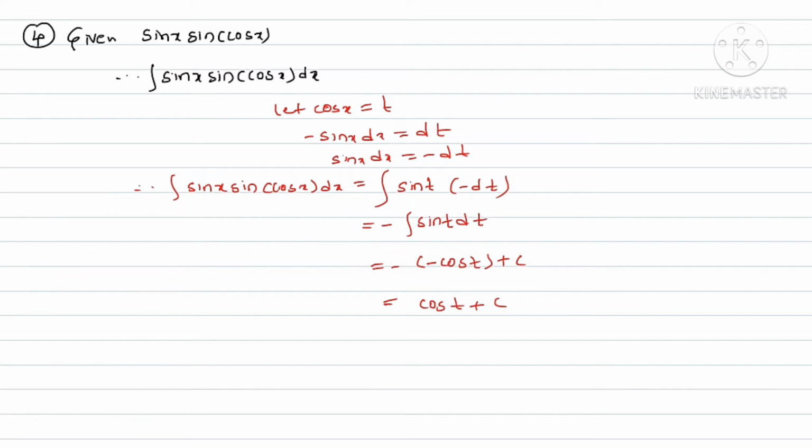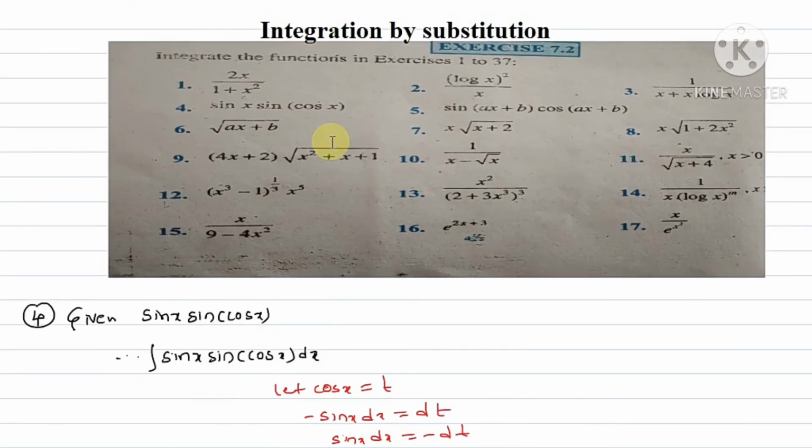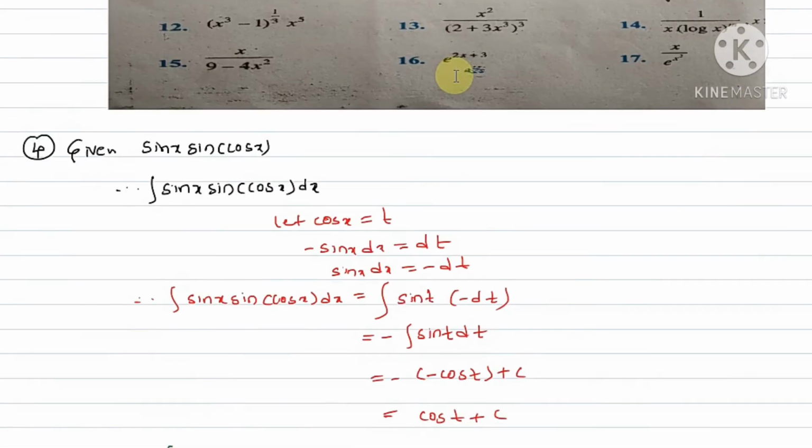Whose solution is it? Therefore, the integral of sin x into sin of cos x into dx is equal to cos of t, and t is nothing but cos x, so cos of cos x plus c. This is the solution of question number 4. Next I want to do the 5th question.